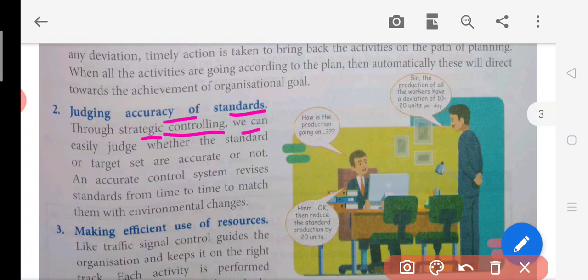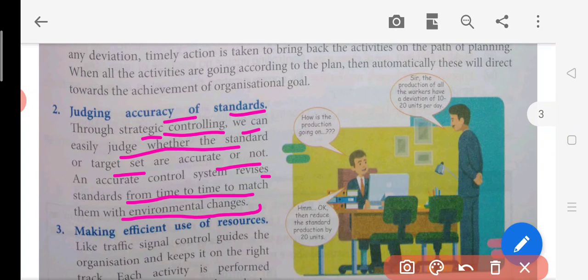Through strategic control we can easily judge whether the standard or set target is accurate or not. Any accurate control system revises standards from time to time to match them with environmental changes. So we can adjust the set target from time to time as per the business environment, and we can change the standard.